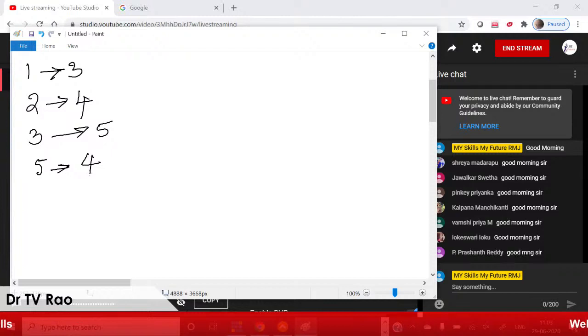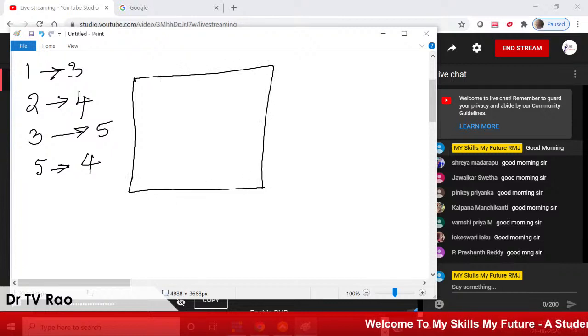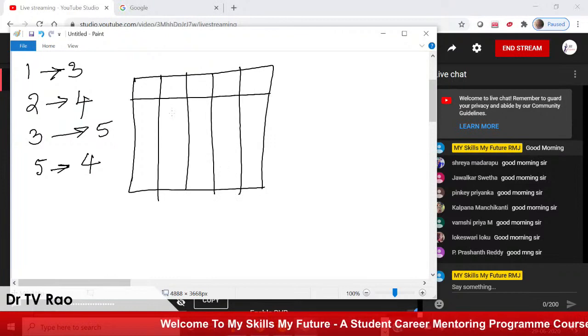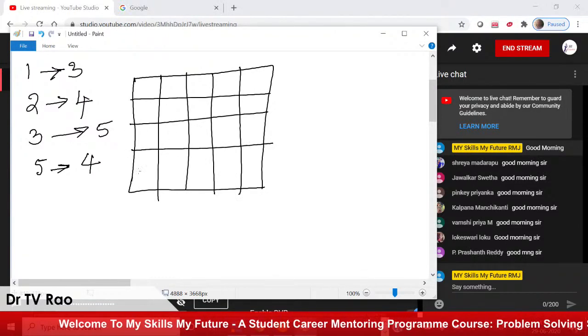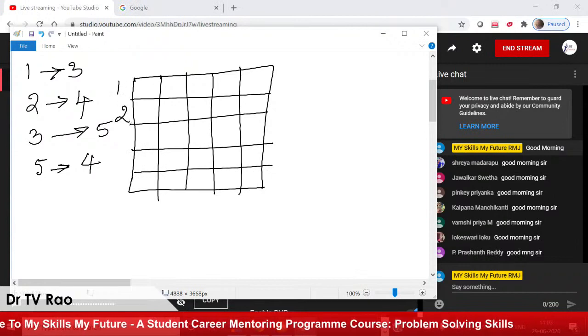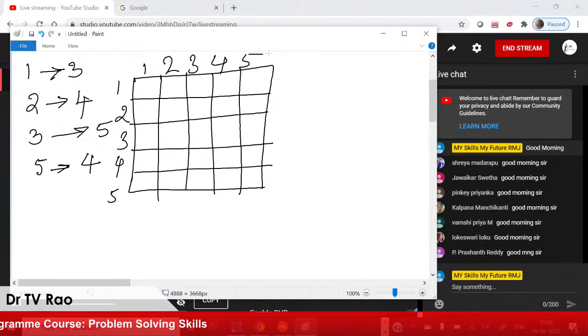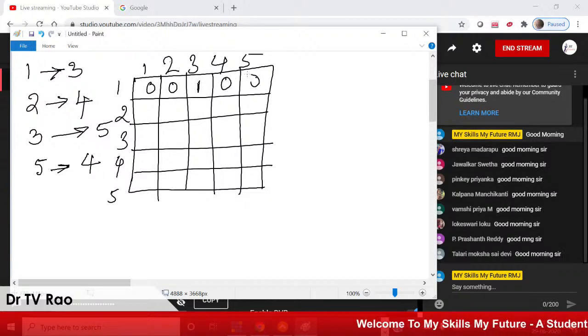Let us represent this information as a matrix. Five columns and 5 rows. Camp 1, Camp 2, Camp 3, Camp 4, and Camp 5. The connection is there from 1 to 3. There is no connection between 1 to 4 and 1 to 5. There is a connection between 2 to 4.